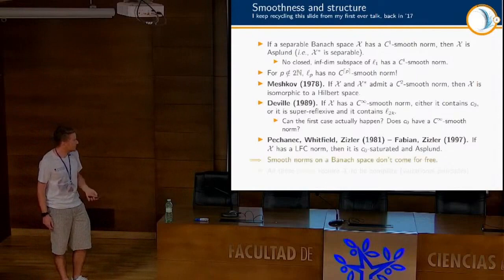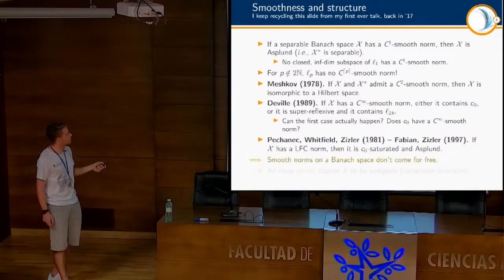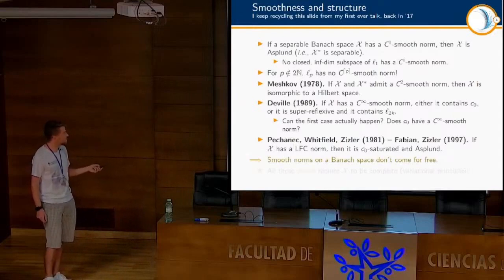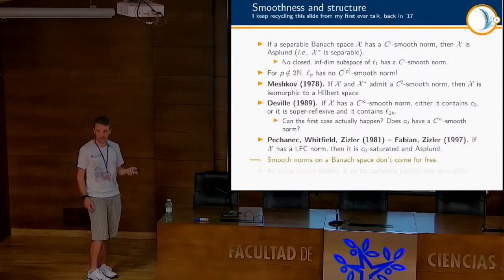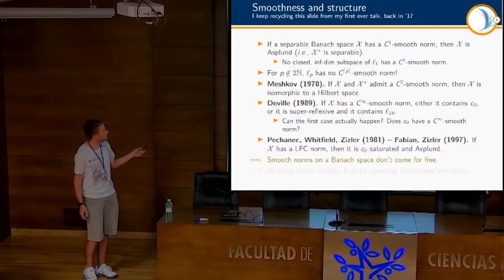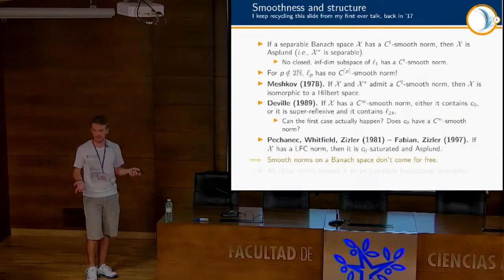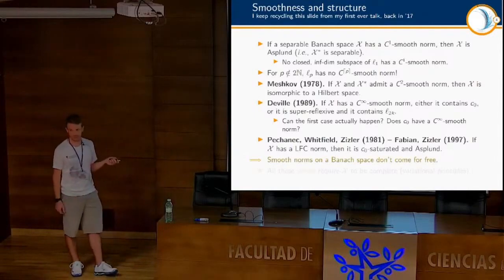So now the olive part comes. So the real content of this slide is: smoothness does not come for free. If you want to have smoothness, you have to pay a price. In some cases, you have to pay a Hilbert space. In some cases, you have to pay some other price. But you cannot hope to have smoothness in general. If you take a Banach space, there is no smoothness. You have to have some assumptions on it.